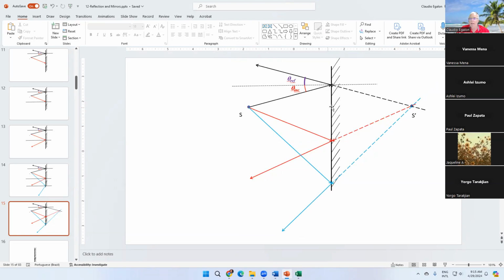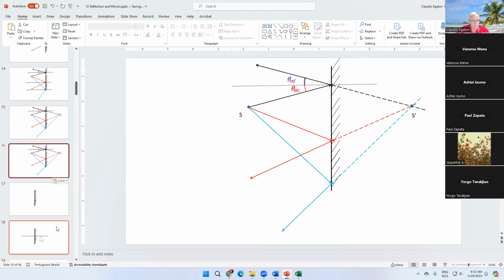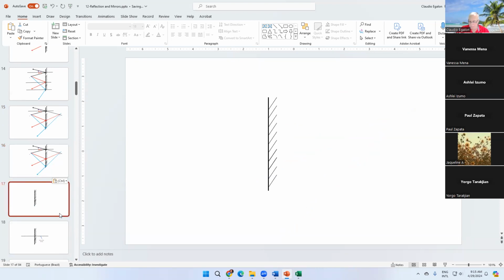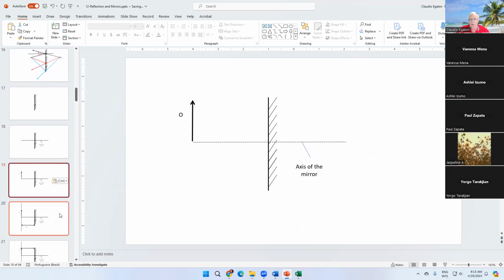Well, it happens that the position of the image is at the same distance as the position of the object, for the planar mirror. And here you go, we can repeat that not just for a point source, but we can also repeat that for an extended light source. And that's what you're going to do.